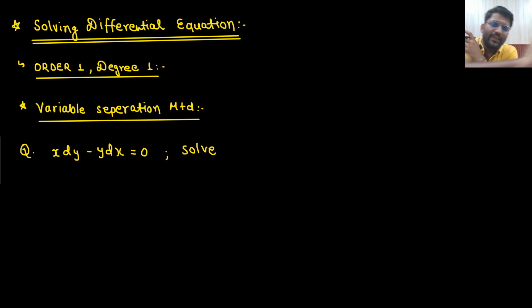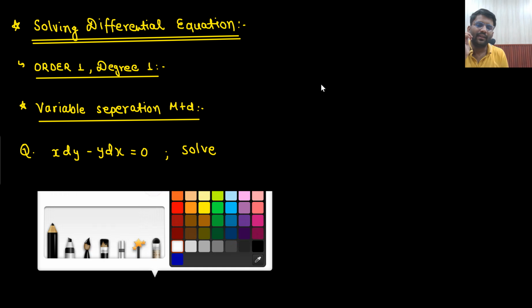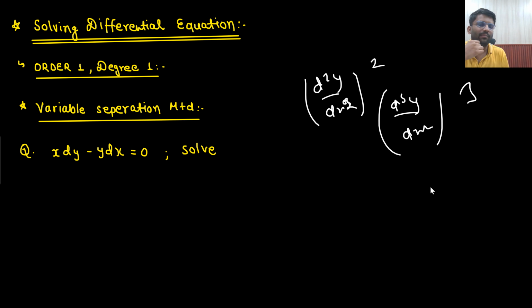Now through the whole chapter, we will always solve equations of degree 1 only. What is the meaning of that? Always you will get d2y by dx2, or d3y by dx3, but you will never get their power as 2 or 3. Always the degree will be 1.